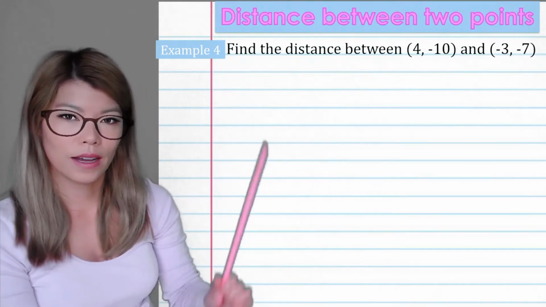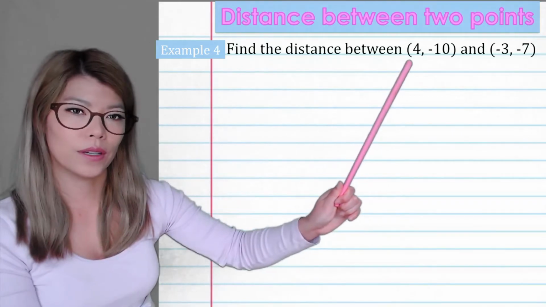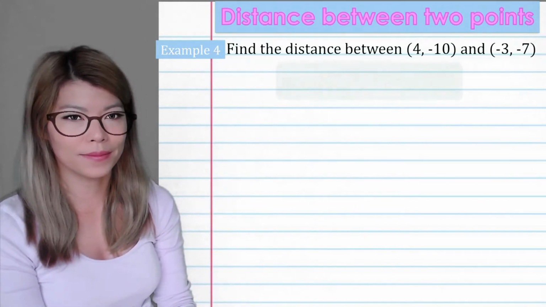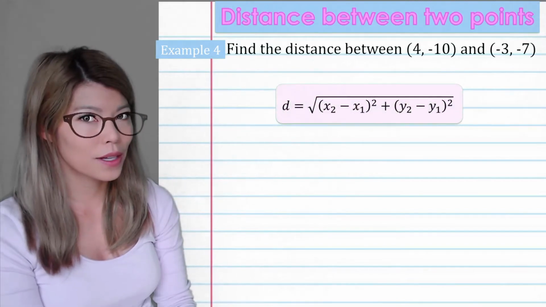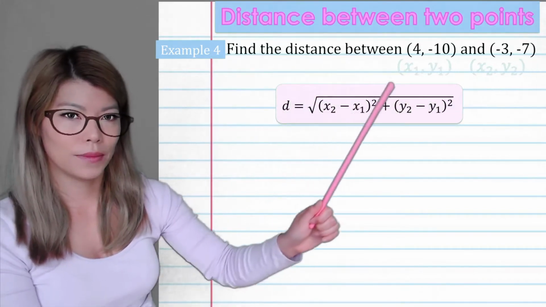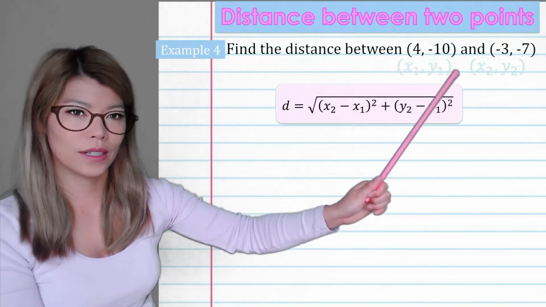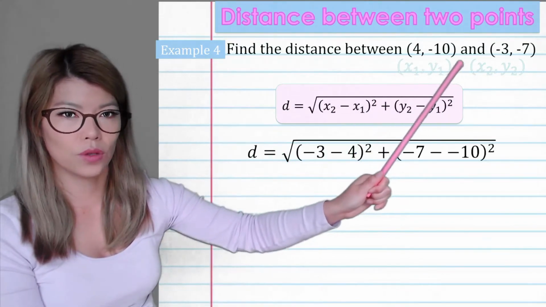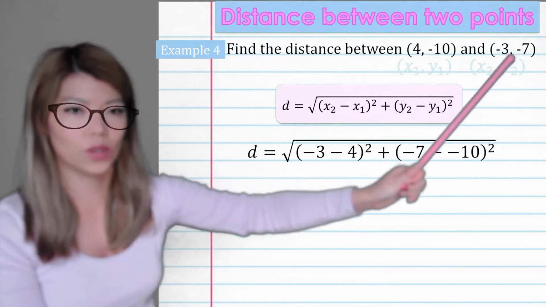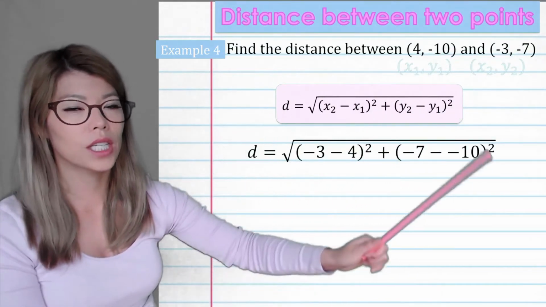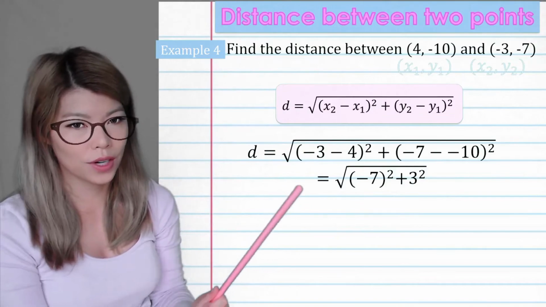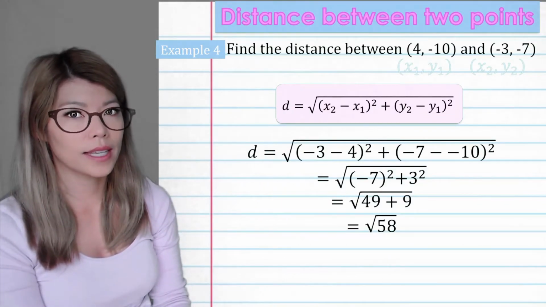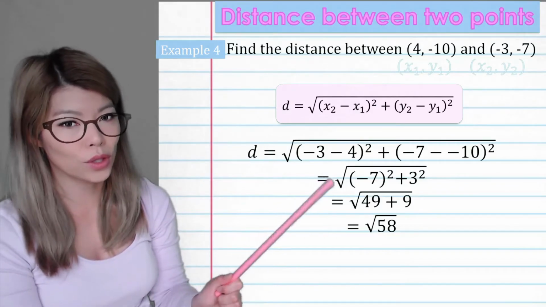Let's have a look at example 4. Find the distance between 4, negative 10 and negative 3, negative 7. So plug it into the equation and make sure you label it if you want, so that you don't get confused. That's my x2, that's my x1, that's my y2, and that's my y1. You can just plug that into the calculator. You don't have to work it out slowly like I am here. But if you're doing a test without a calculator, then you'd want to do this.